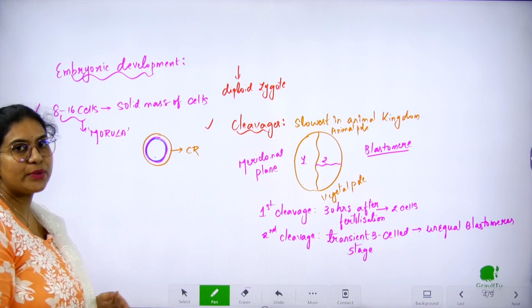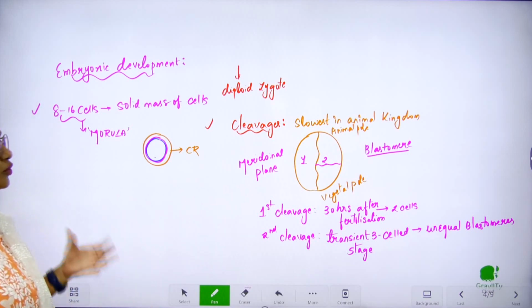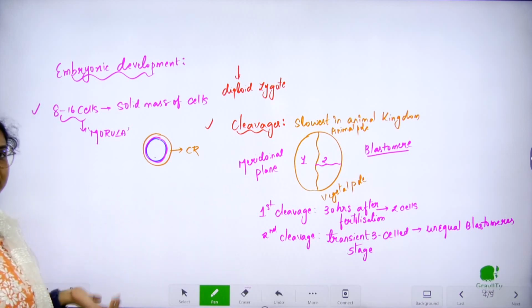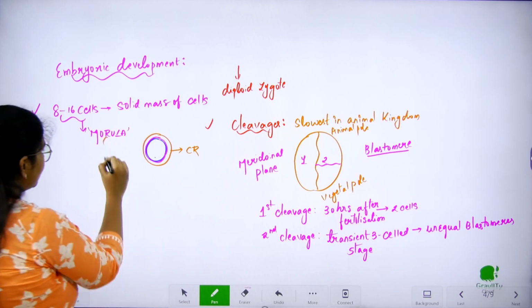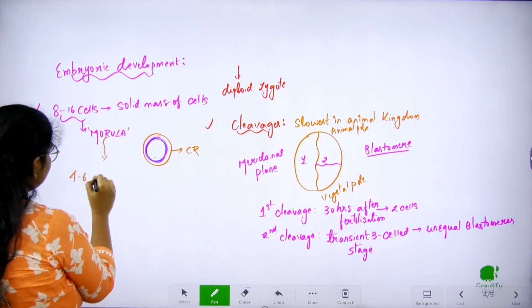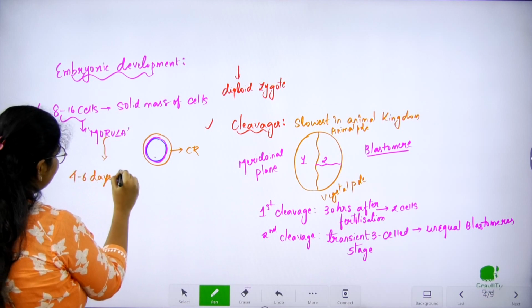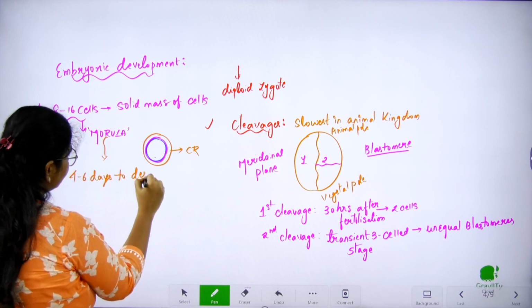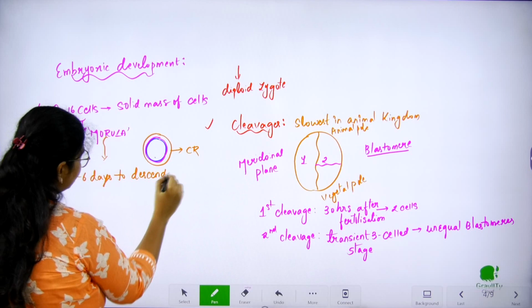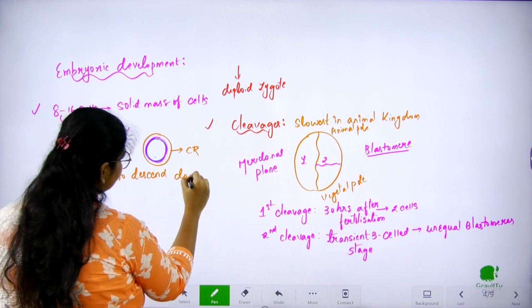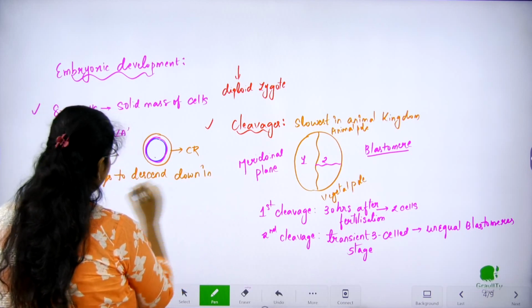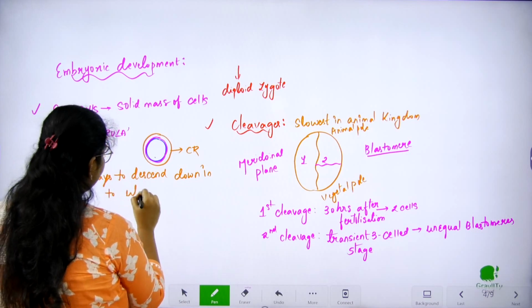Clear? This morula now slowly is passing through the fallopian tube from ampulla to isthmus. Now it is descending down into the uterus. So it will take 4 to 6 days to descend down into uterus. Okay guys?